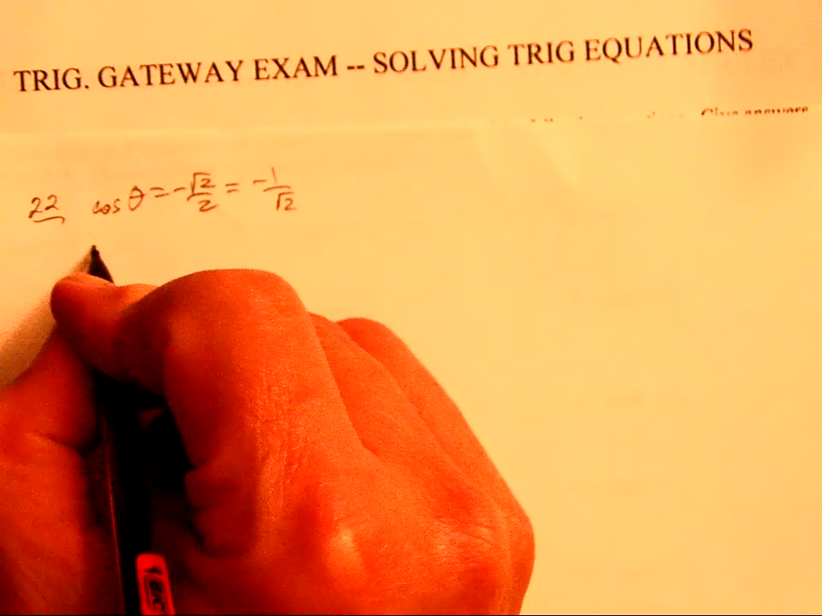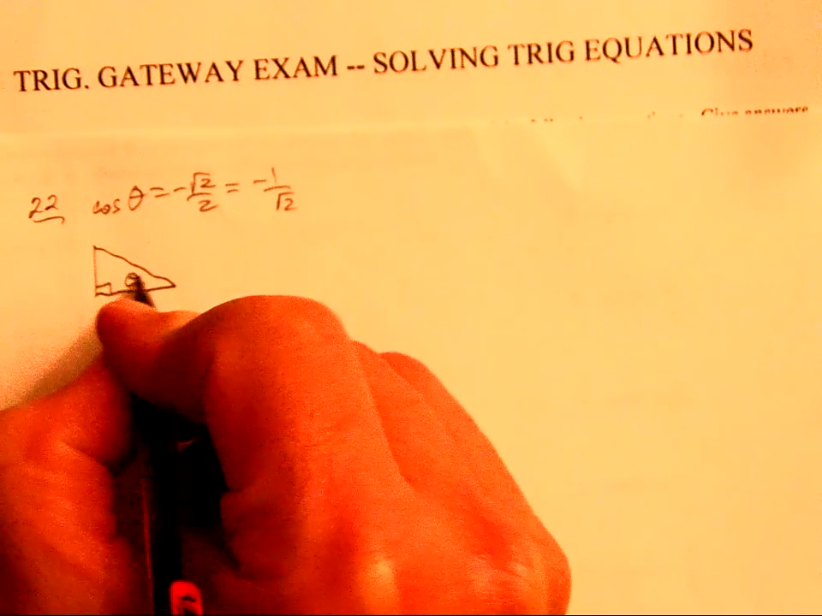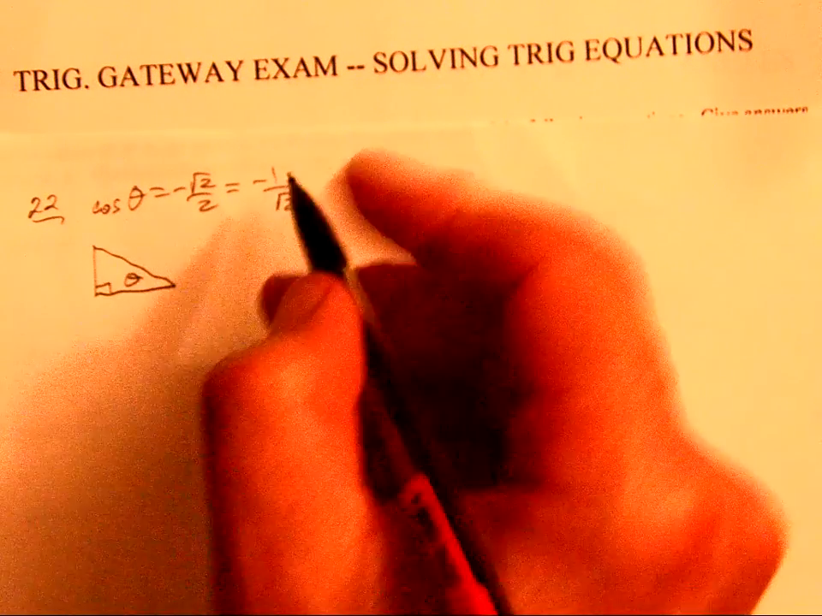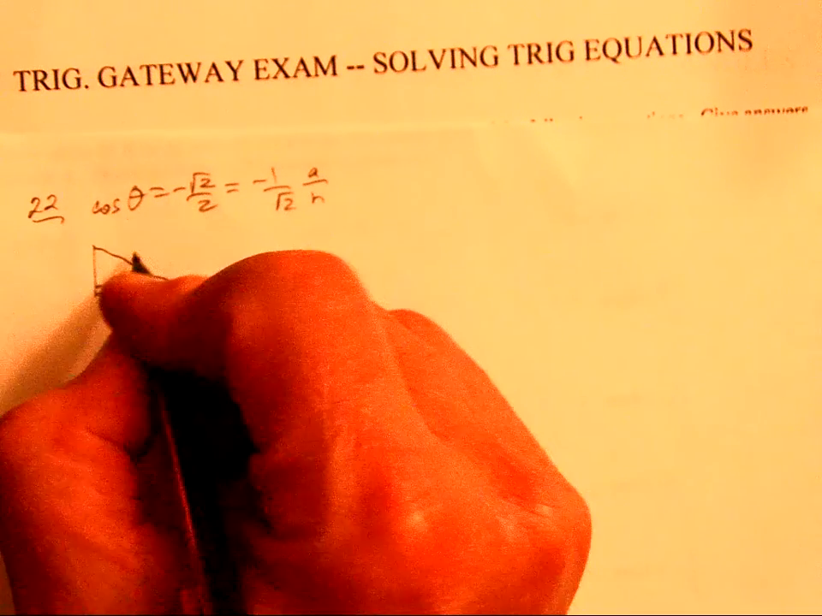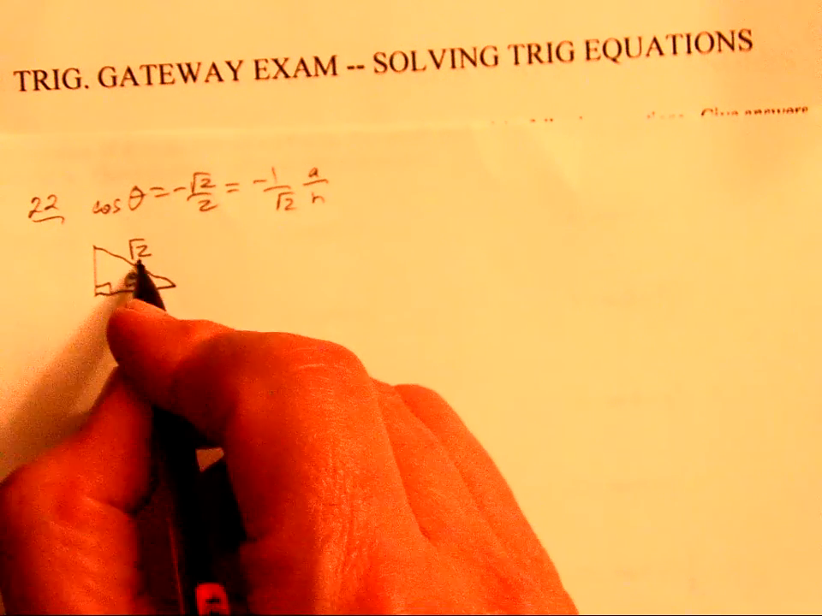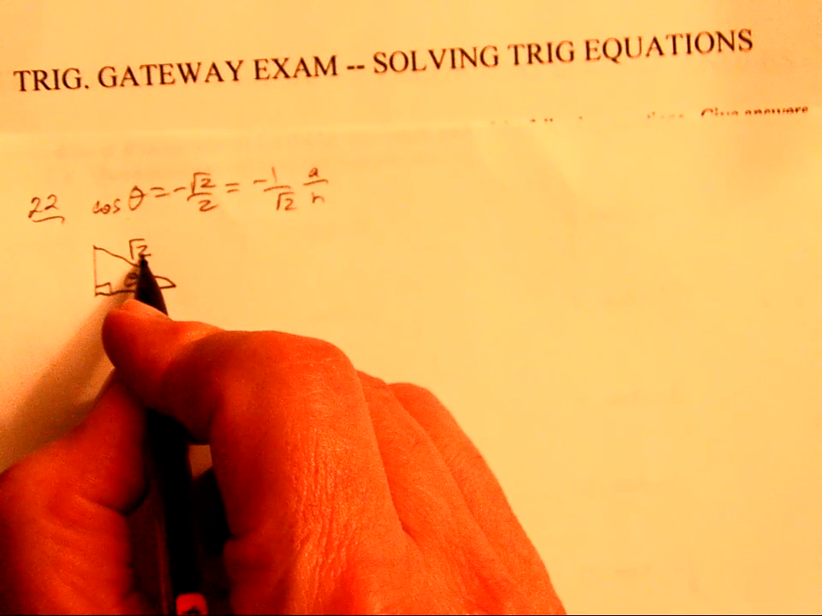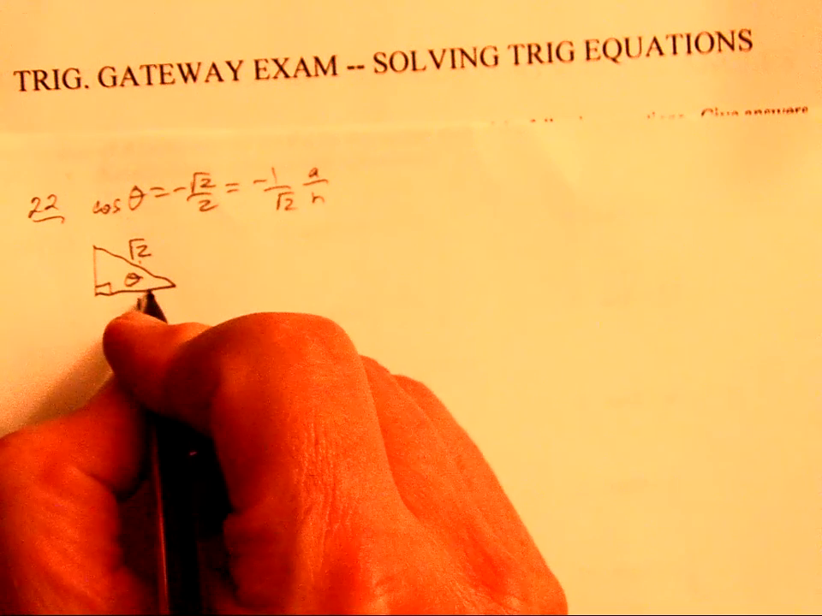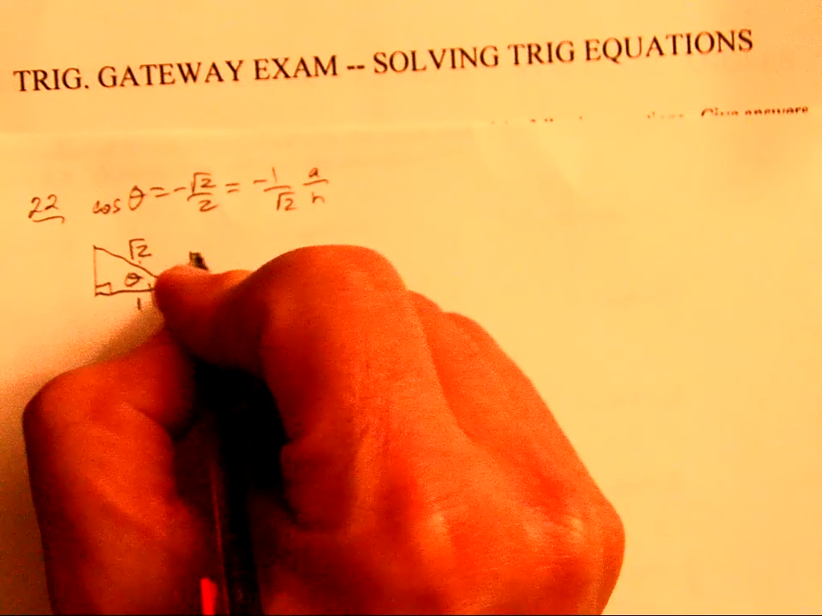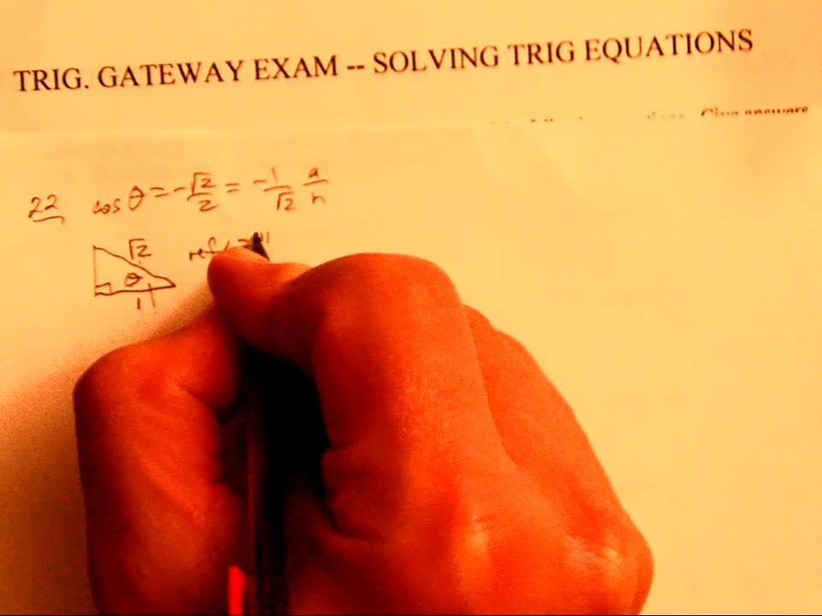We're going to draw a triangle and fill in the sides. Well, cosine is adjacent over hypotenuse. So the adjacent side is 1. The hypotenuse is radical 2. Now we need to recognize that's one of our special right triangles. Well, that's a 45, 45, 90 triangle. That's the only one that has a hypotenuse of radical 2 and a leg of 1. So this is 45. We want radians, so our reference angle is pi over 4, because that's 45 degrees in radians.